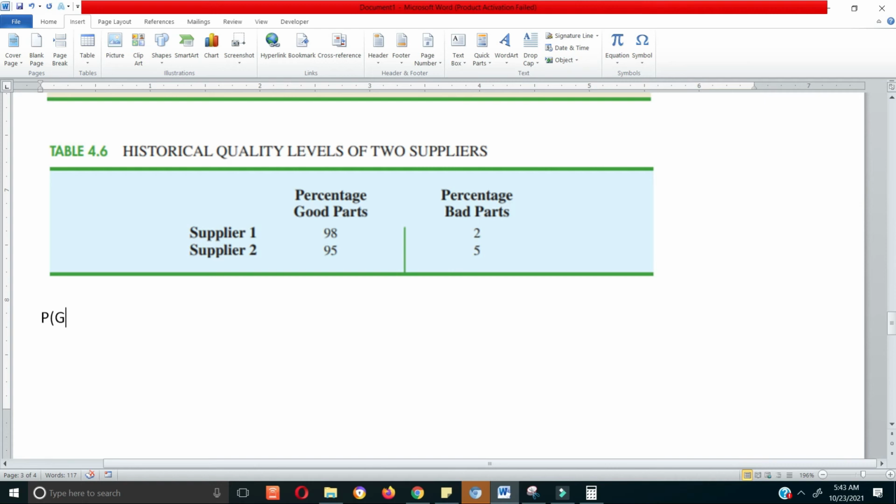The probabilities for these suppliers, percentage good, percentage bad. Okay, anyway, let's say the probability of good given supplier 1 is equal to 0.98. Then the probability of good given supplier 2 is 0.95.